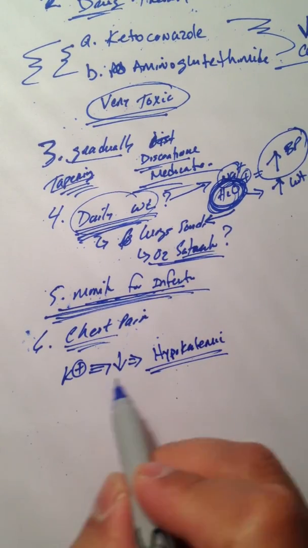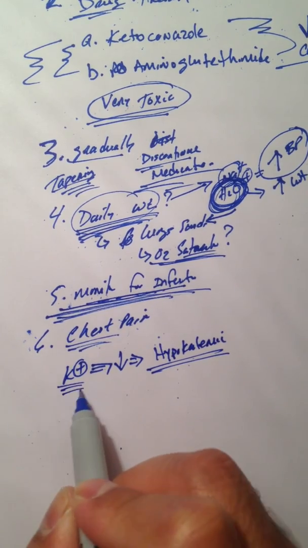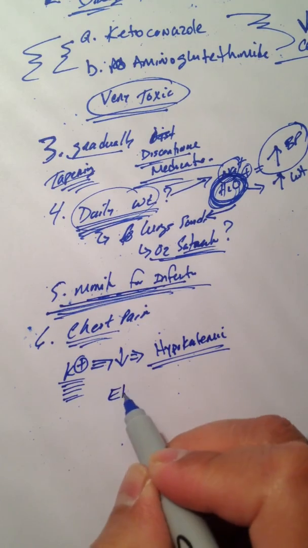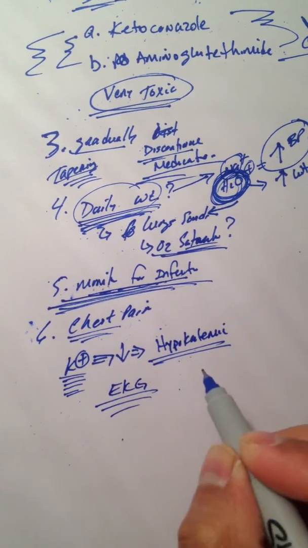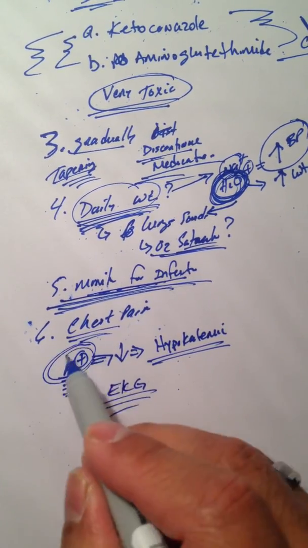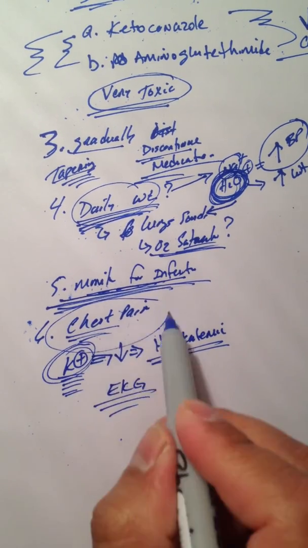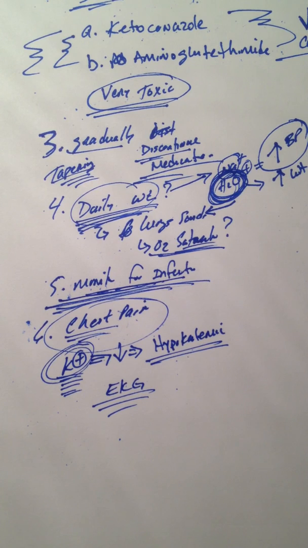Now, if the hypokalemia or the potassium drops to great amounts, you must monitor the heart. You'll get an EKG because, again, you don't want to run into some dysrhythmias. So again, if your patient begins complaining of chest pain, make sure you listen to that patient and find out why.